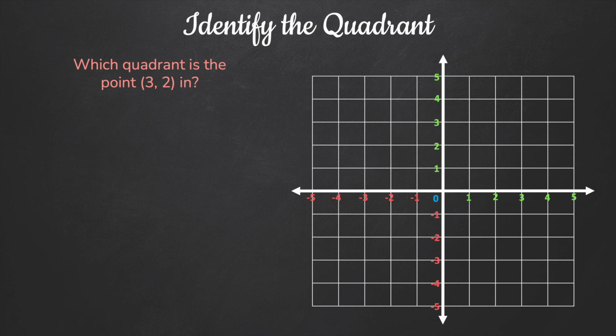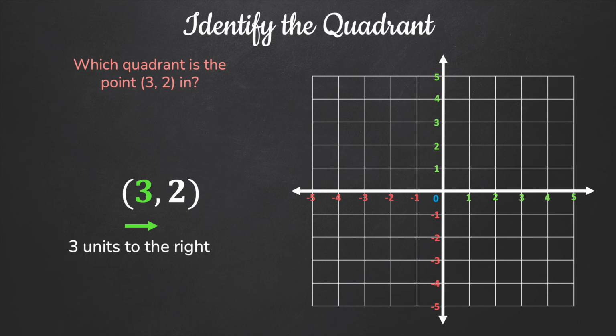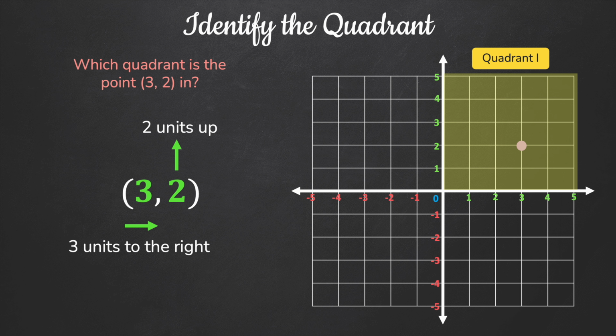So let's go over some examples. This problem says which quadrant is the point 3, 2 in. So let's go ahead and plot this. The first value is our x-coordinate, and because it's positive, that means we go 3 units to the right. So we start at our origin and we go 3 units to the right. Then our second value is 2, which means it goes 2 units up because it's positive. And then we're going to go ahead and plot that point. So our point is actually in quadrant 1. So 3, 2 is in quadrant 1.